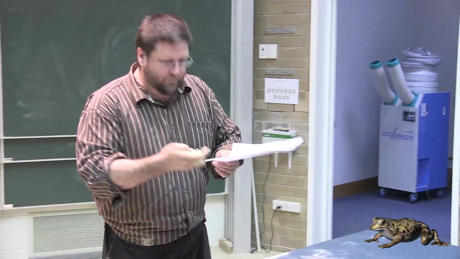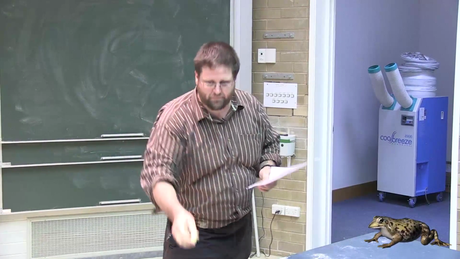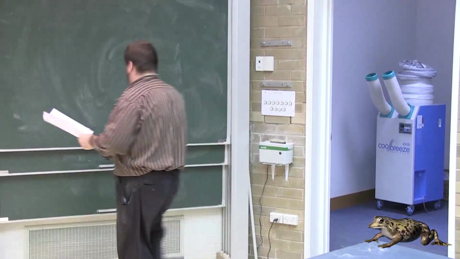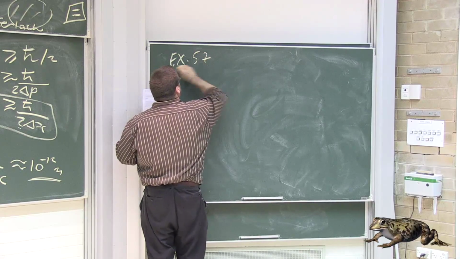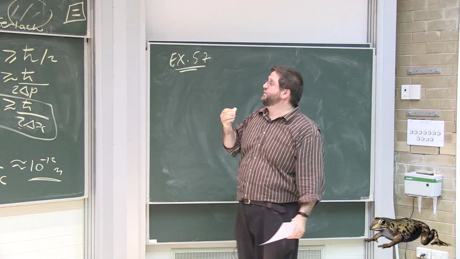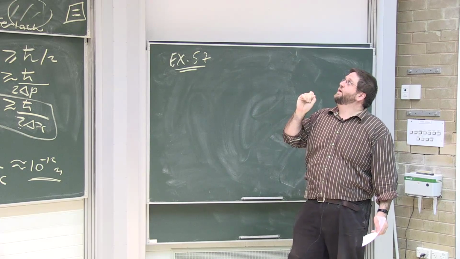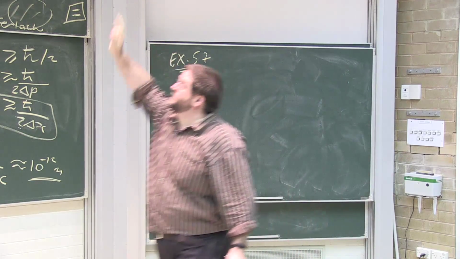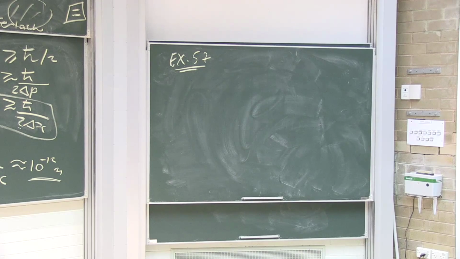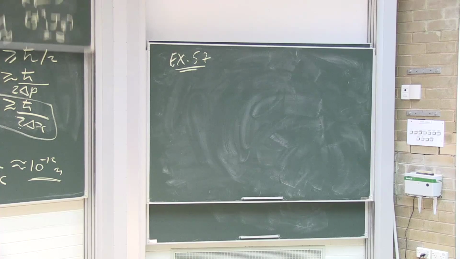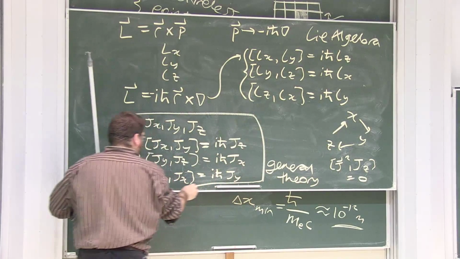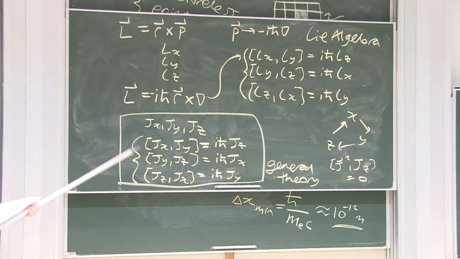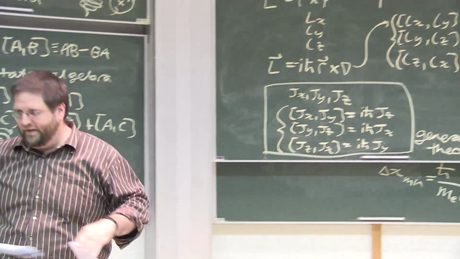So what we want to do now is to do exercises 57 and 58. Now the context here is the general theory of angular momentum, and all we have to work with in the general theory of angular momentum is what is on that top board. So all you have is this, your three Hermitian operators Jx and Jy and Jz, which obey this Lie algebra. That and nothing else.